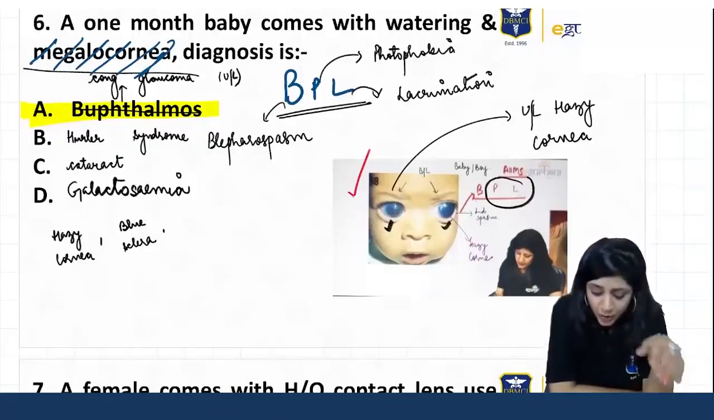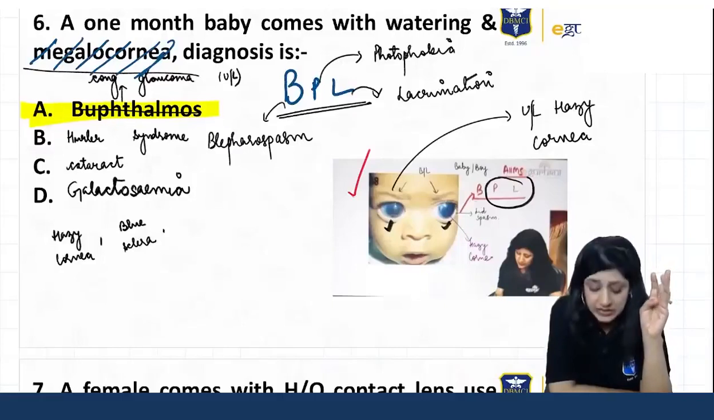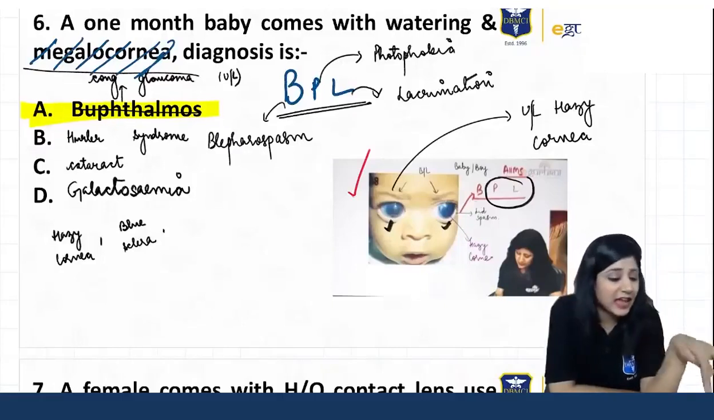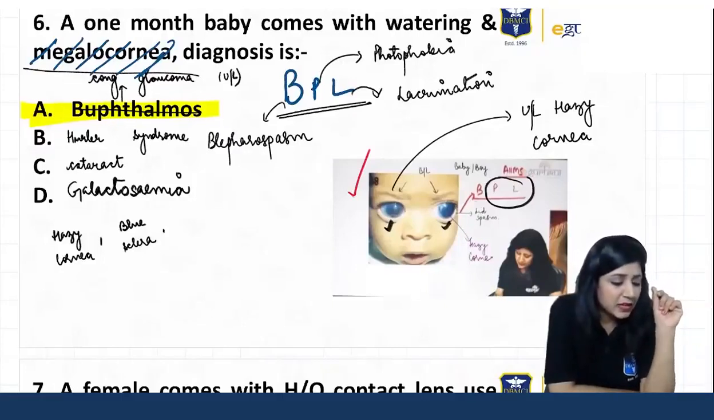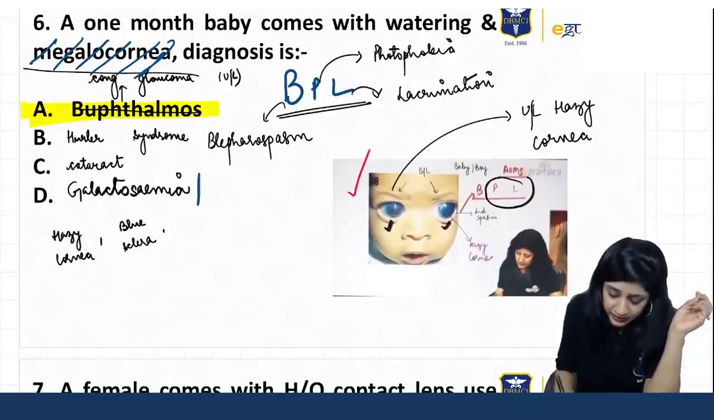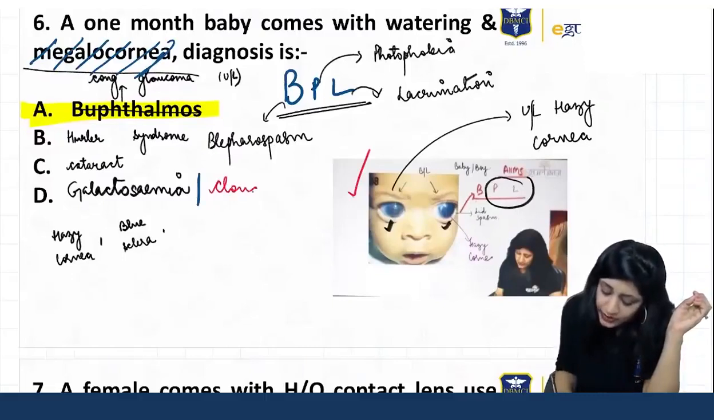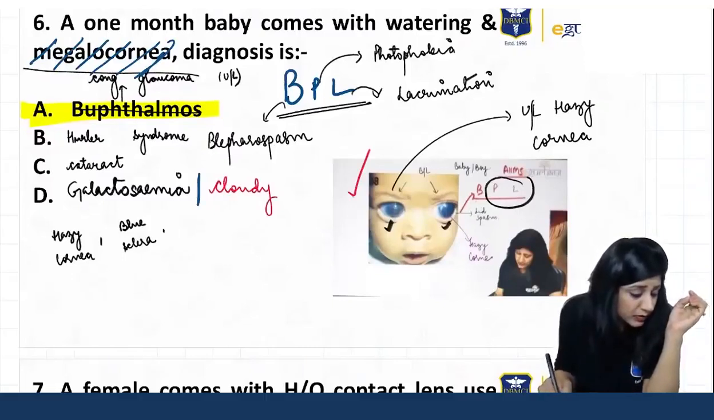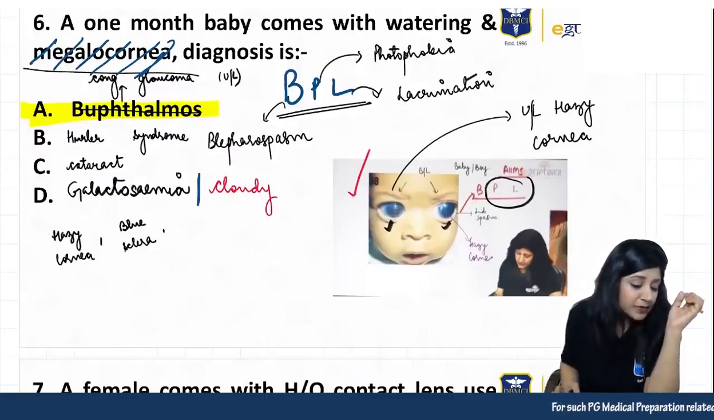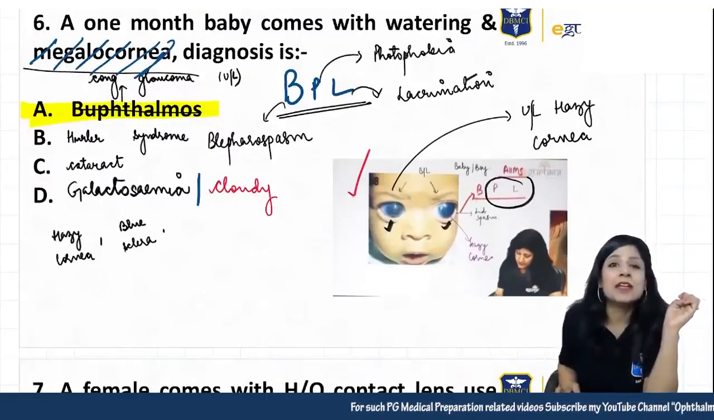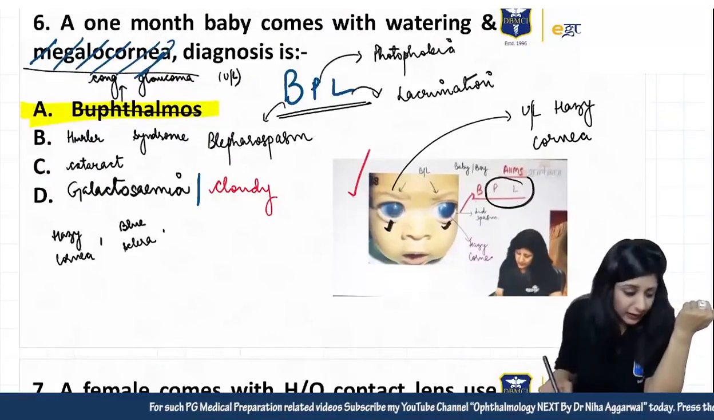Cloudy cornea. In the options: congenital glaucoma, Hurler syndrome, cataract, and fourth, some people are saying galactosemia, and some people are saying that cloudy cornea was given in the option. Yes ma'am, it all came from your paper. Oh, thank you Tanvi. Thank you.